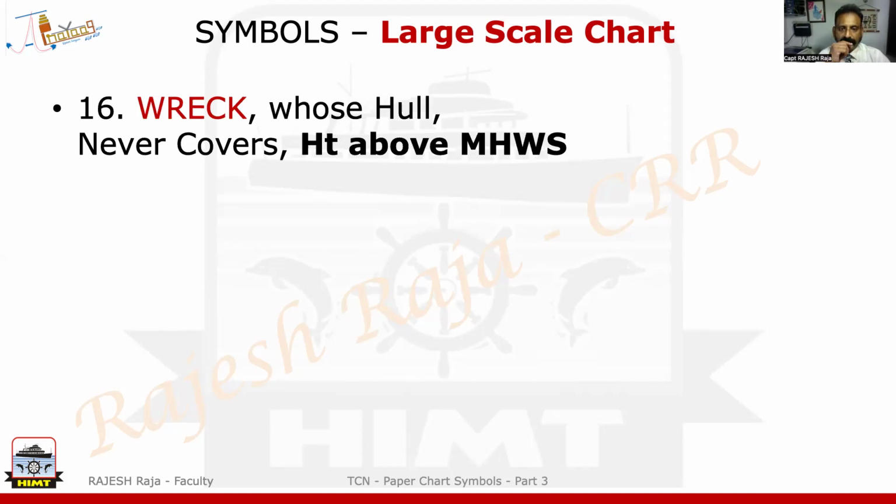A wreck whose hull never covers means it has a height above MHWS. So obviously this is the color they will use, and let us say it has a mast. They might write mast is 2.1 meters above the MHWS, and you can see part of the hull always above the water also. So this is an example where the hull is always visible above the water.